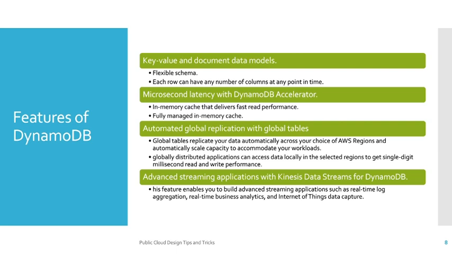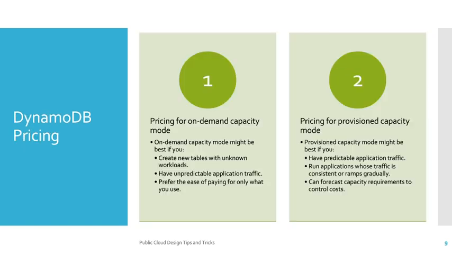Advanced streaming applications with Kinesis Data Streams for DynamoDB, that is the fourth one. This feature enables you to build advanced streaming applications such as real-time log aggregation, real-time business analytics and Internet of Things data capture. These are all solutions that can be implemented with Kinesis Data Streams for DynamoDB. So these are four beautiful features which have been provided by DynamoDB. There are many others. Please follow the link shared in the reference so that you can learn more about it.